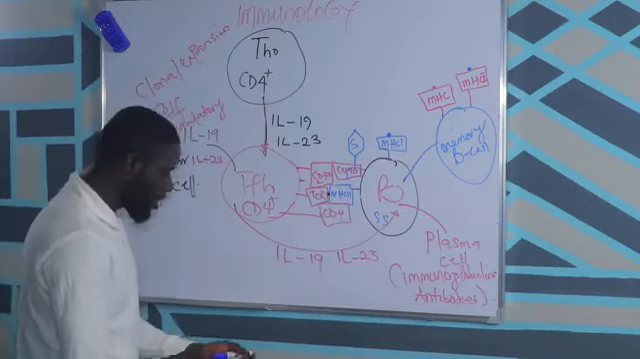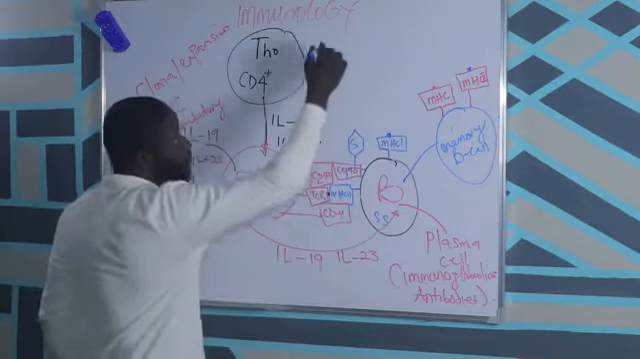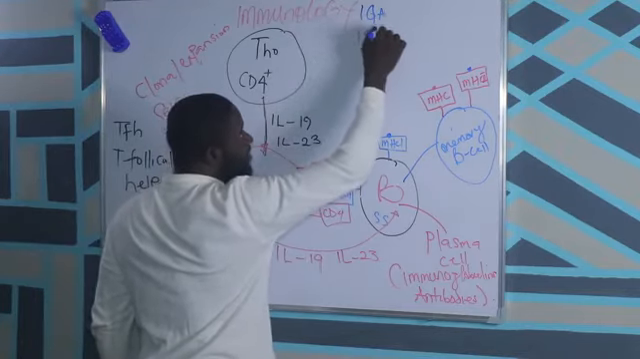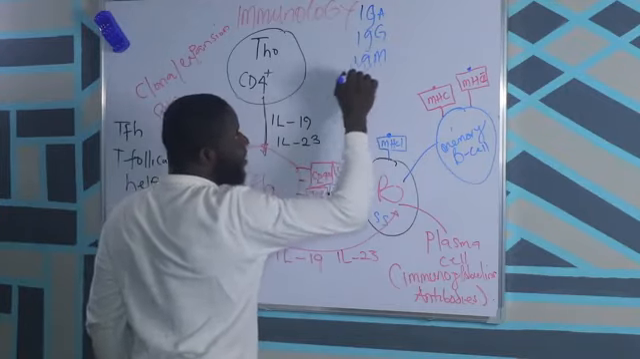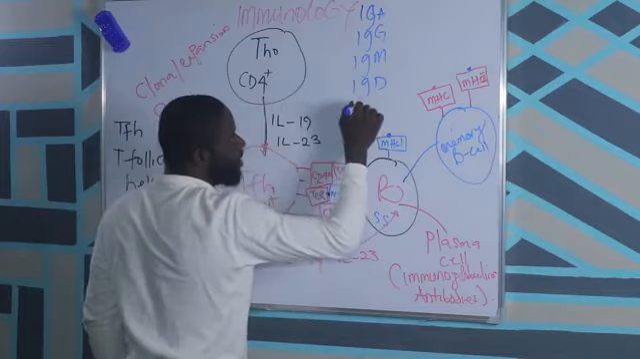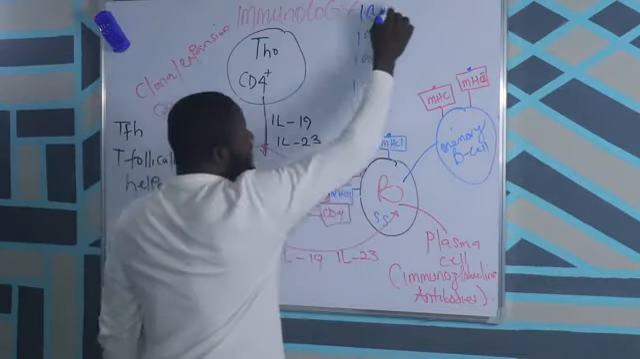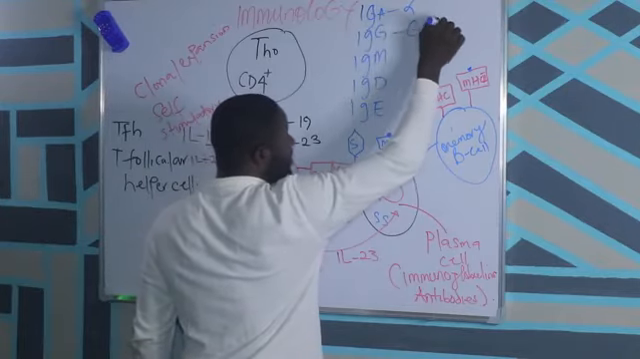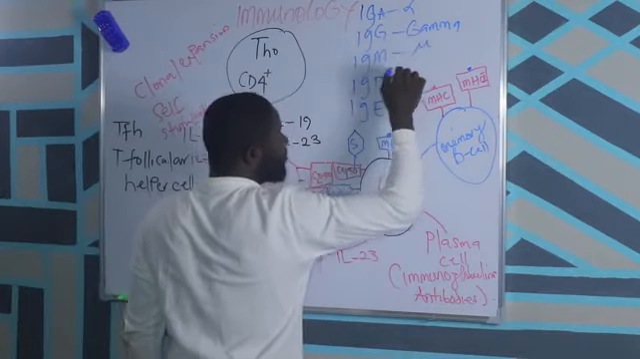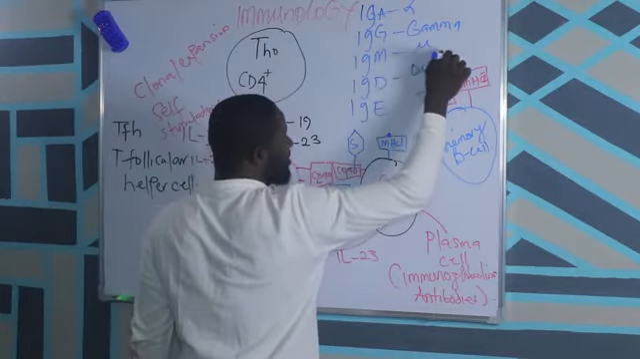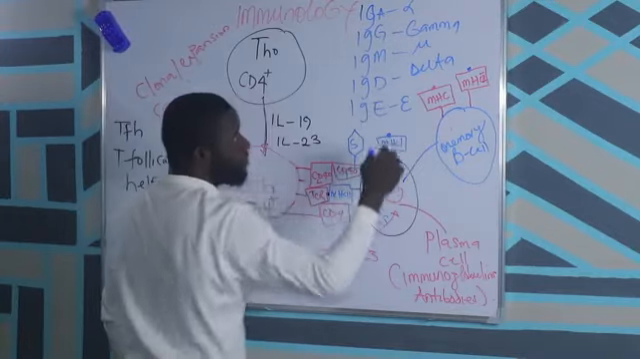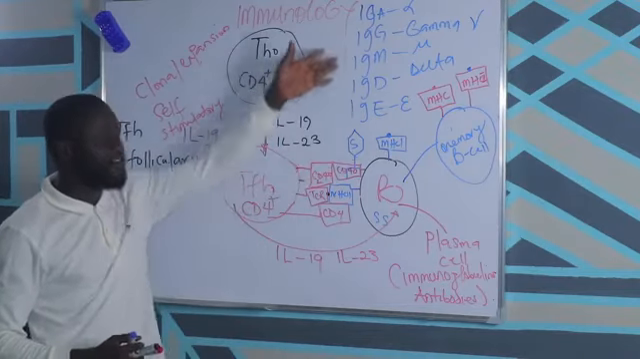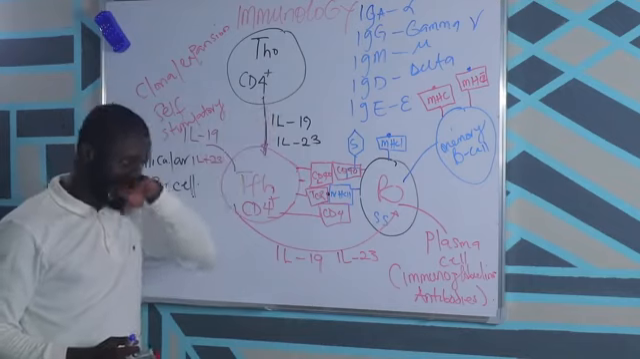And do not forget, we have 5 different types of immunoglobulins. We have IgA, IgG, IgM, IgD, and IgE. A stands for alpha, G stands for gamma, M stands for mu, D stands for delta, and E for epsilon. These are the 5 different types of immunoglobulin we have.